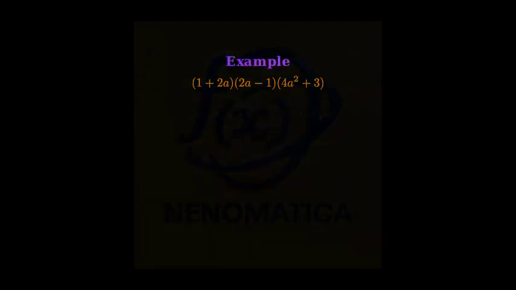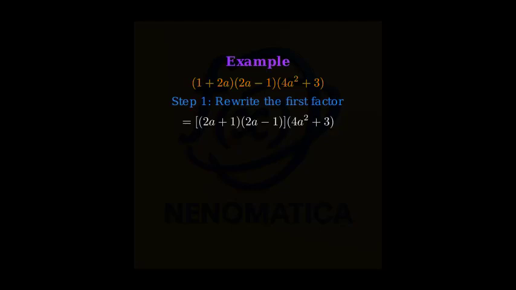We have the expression (1 + 2a)(2a - 1)(4a squared + 3). Let's solve this step by step following the algorithm shown. First, we'll work with the first two parentheses. We can rewrite this as the expression (2a + 1)(2a - 1)(4a squared + 3).